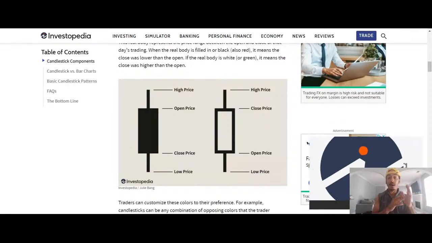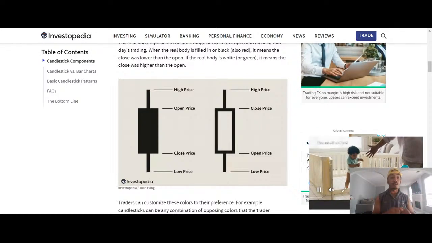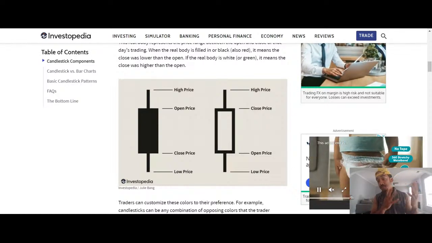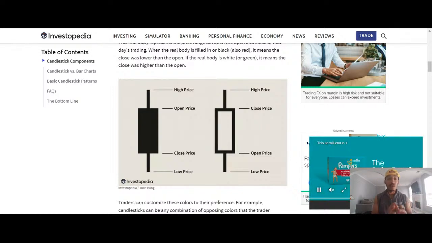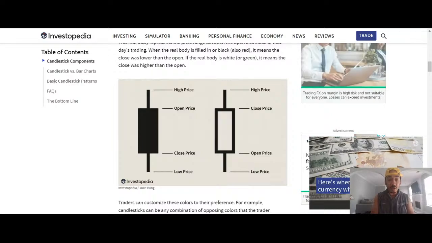If the stock went up higher than the open and came back down, it'll create a wick. If it goes lower than the close, so on and so forth. So that is the candlestick. That's the main thing you need to know. So let's actually look at candlesticks on a chart, right?